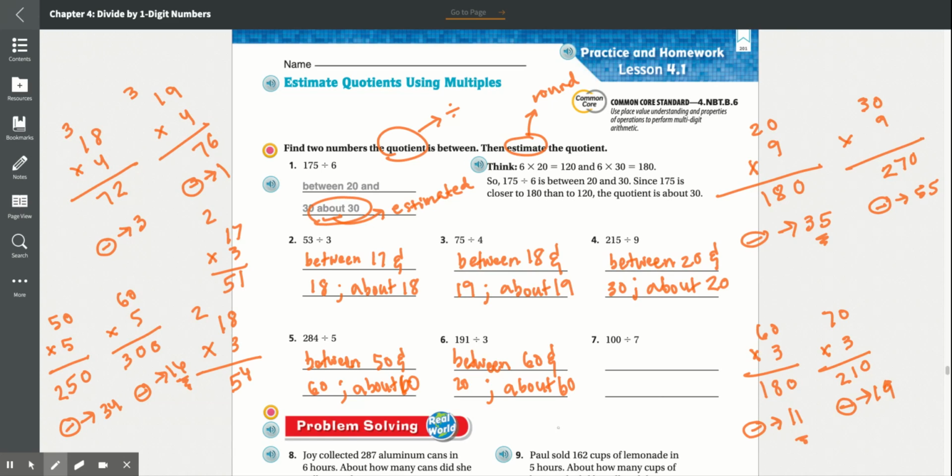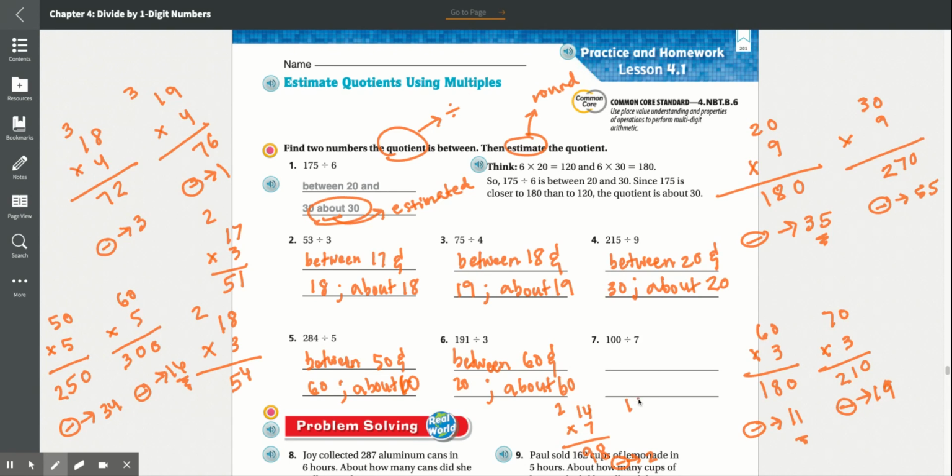Number 7, 100 divided by 7. So we can say that it is 14. 14 times 7. 4 times 7 is 28. Carry the 2. 7 times 1 is 7, plus 2 is 9. So it's 98. So that's the difference of two digits, right? From 98 and 100.